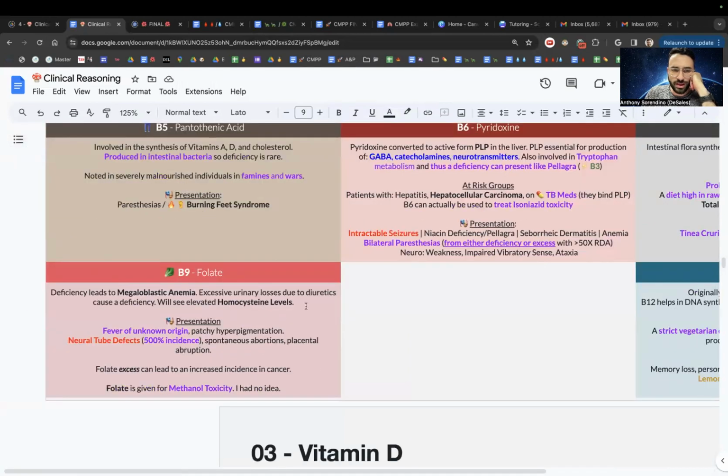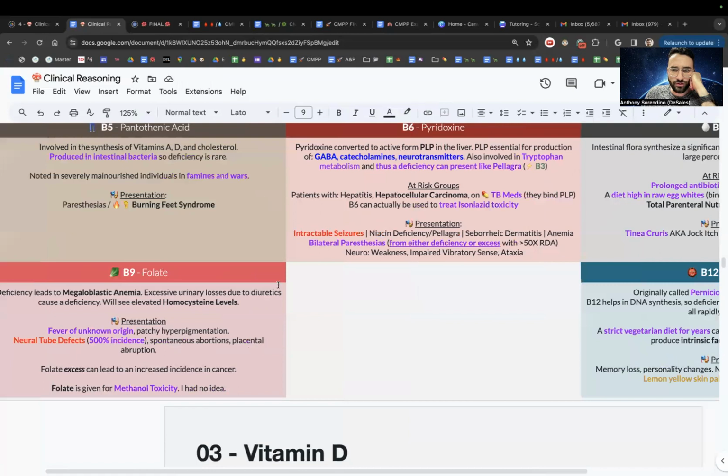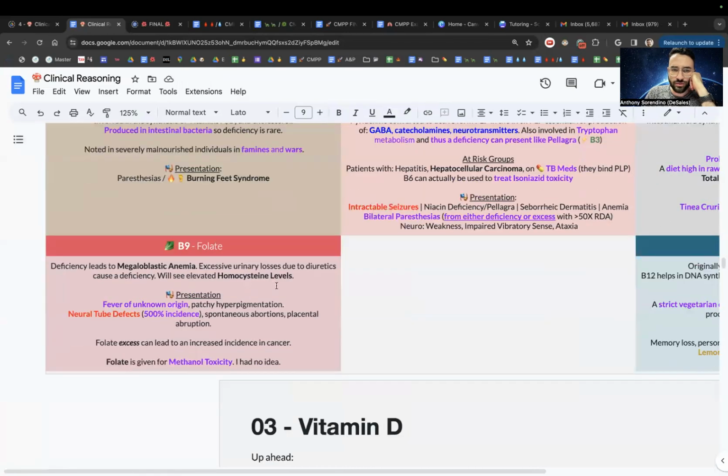Folate deficiency leads to megaloblastic anemia, as does B12, right? Only elevated homocysteine. You get that MMA and homocysteine elevated on B12. Fever of unknown origin was mentioned like 3 times, so I think that's going to be a question. Neural tube defects. That is a big one there for folate. Folate excess can lead to an increased incidence in cancer.